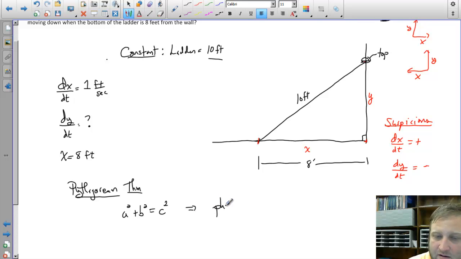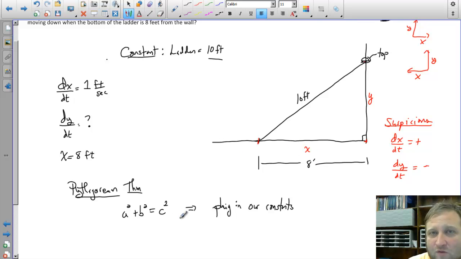So we're going to plug in our constants. Notice the only constant we have here is 10. Many people make the mistake of thinking that this value of x along the horizontal portion of the ladder is constant. However, remember, this value is changing. This distance is getting larger and larger and larger. We're just looking for the specific instance when this length is 8 feet.